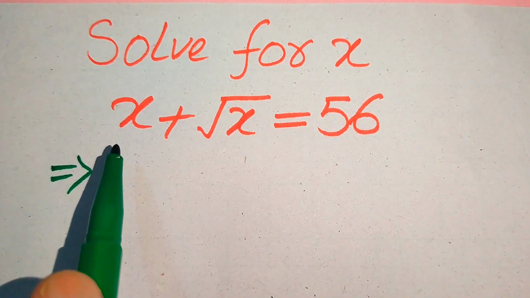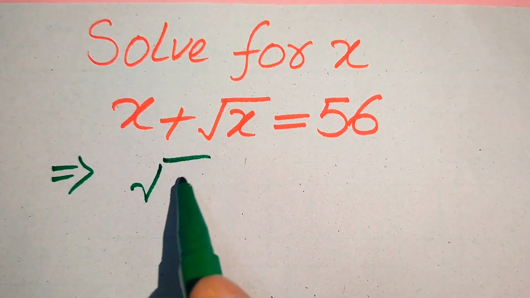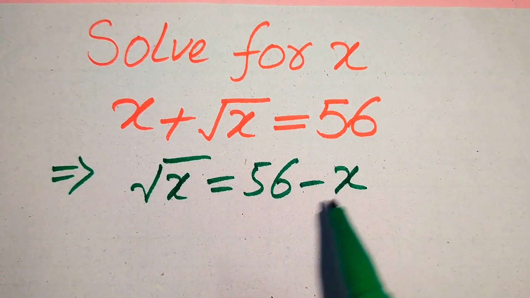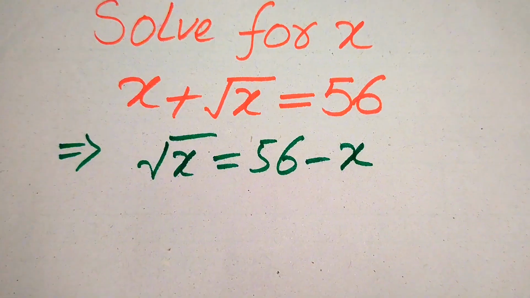Now here first we move this x to the right hand side. It will be written as square root of x is equal to 56 minus x. Now here we need to find the domain of this problem.